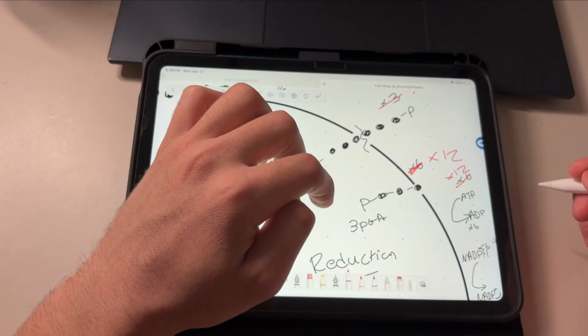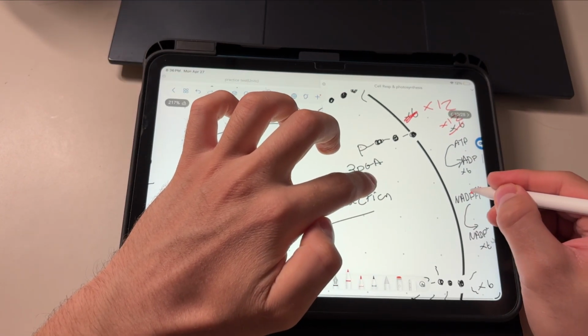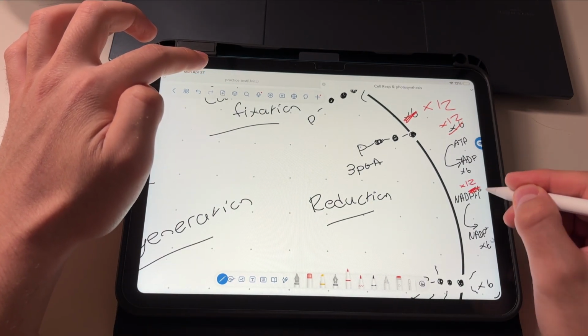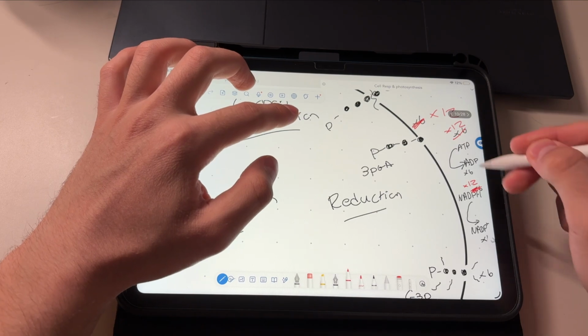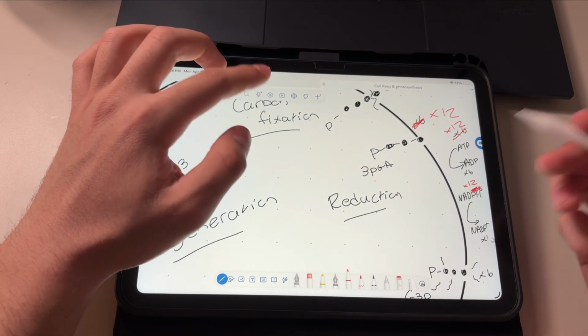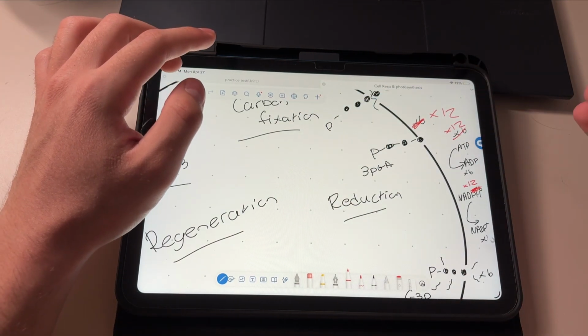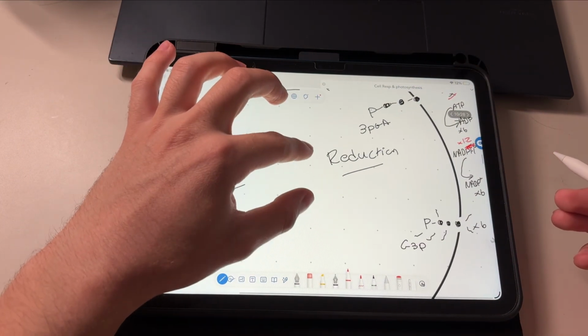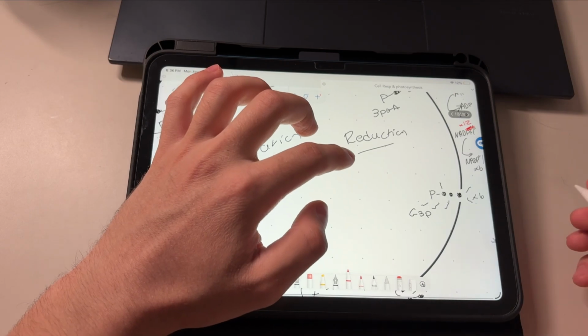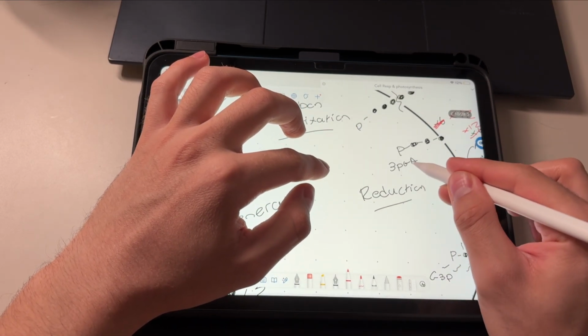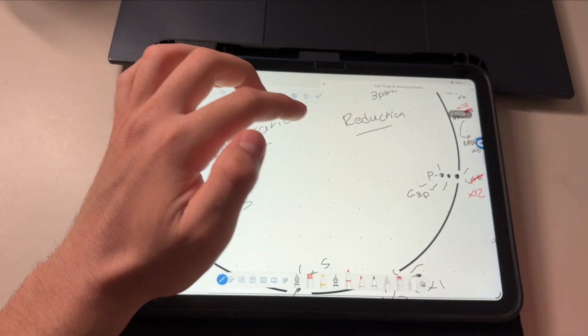ATP per 3PGA, and we also bring in 12 of these NADPH. So these both then turn into their oxidized, unenergized forms. So then they need to go to light-dependent reactions in order to re-energize and get reduced. So then we go to the G3Ps, and we now have 12 of these, because we energize and reduce the 3PGA, and now we have 12 of these G3Ps.